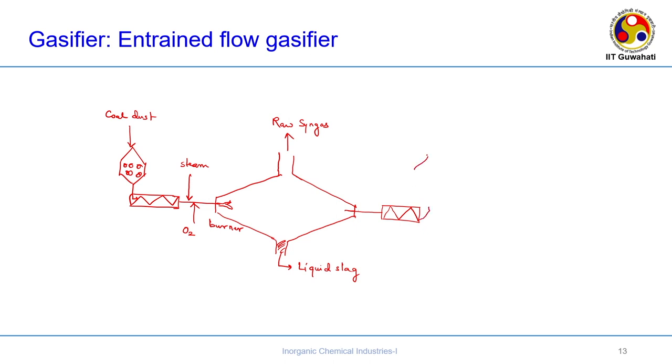So you have the feeding just like the one to my left of the screen, you have the coal particles getting fed here, coal dust. Again, you are providing oxygen here, you are providing steam. Okay. Once you provide these two from outside, you burn them. These are the particles here.